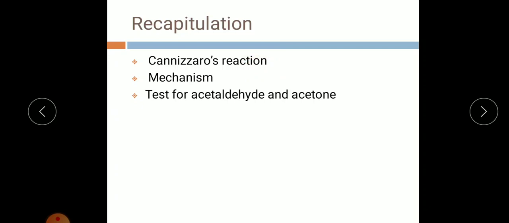We have seen its mechanism. After that, we have seen the tests for aldehydes and ketones, and specifically, we have also seen how to identify acetaldehyde and acetone.